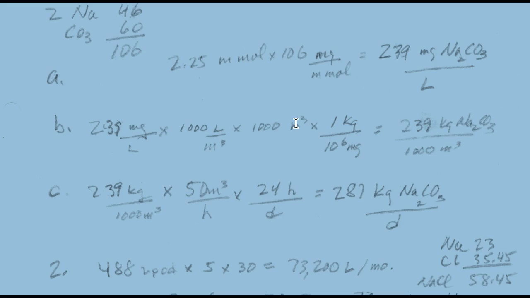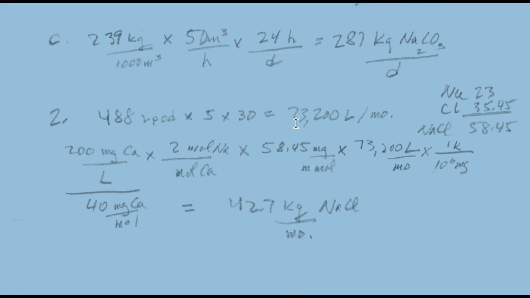The amount for 1,000 milligrams, we have 1,000 liters per cubic meter, 1,000 cubic meters and 1,000,000 milligrams per kilogram gives us 239 kilograms of soda ash. So for 1,250 cubic meters per hour times 24 hours per day gives us 287 kilograms of soda ash.